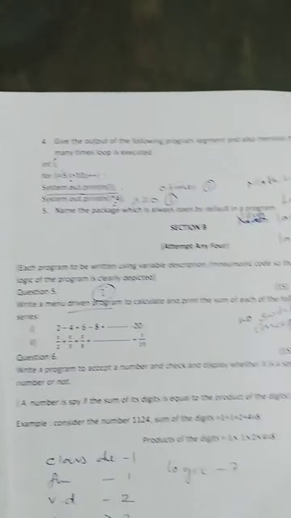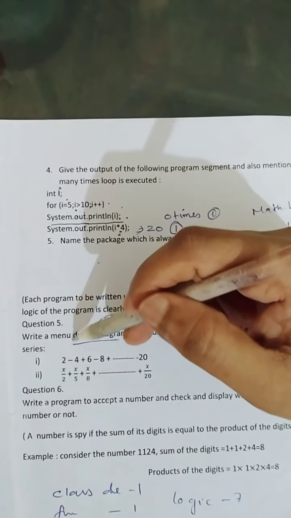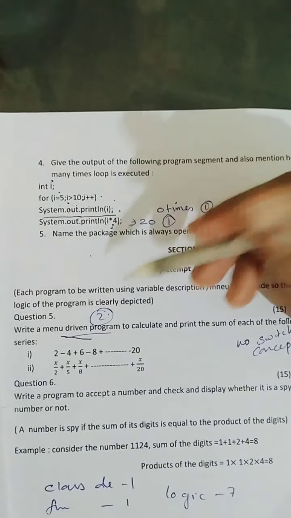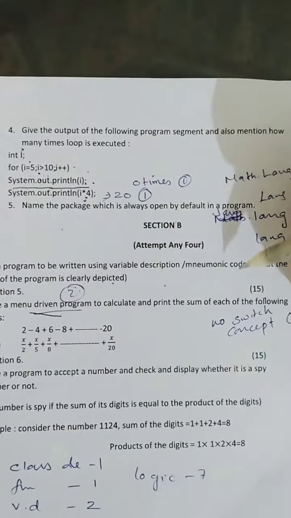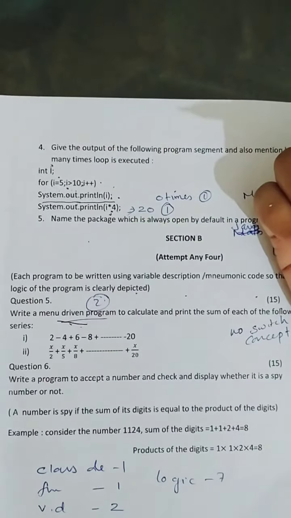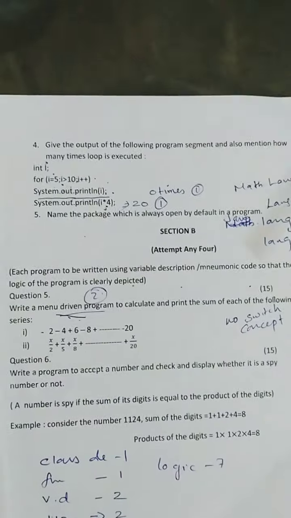So we'll start with the first question. In the first question, they have mentioned to write a menu driven program. The question is a menu driven program, so you have to give a menu to calculate and print the sum of each of the following. First this one, second one is this. So, a menu driven program.